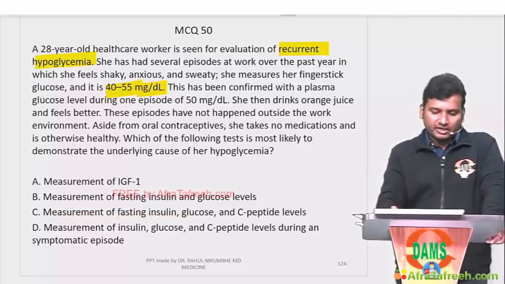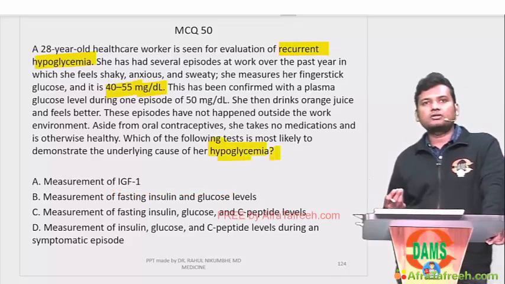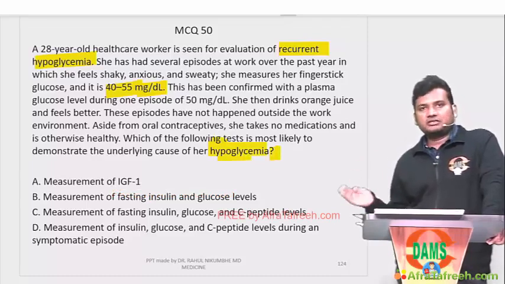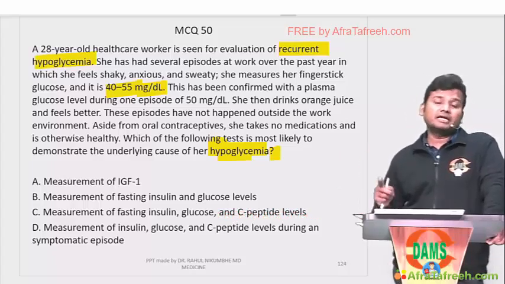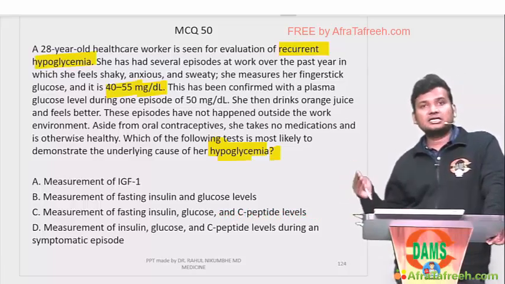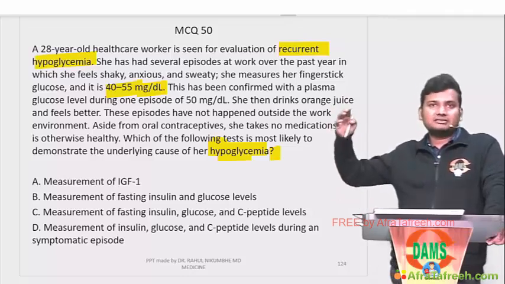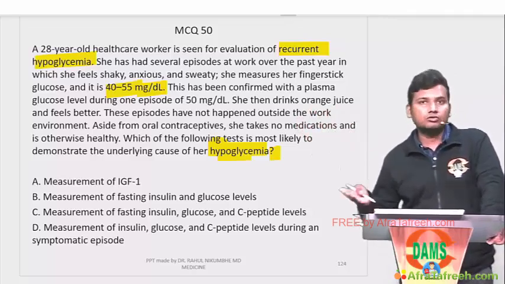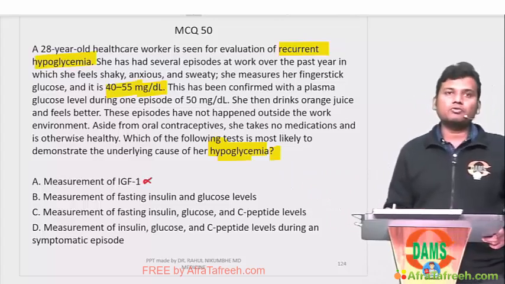Which of the following tests is most likely to demonstrate the underlying cause of hypoglycemia? So now we want to find out the cause of hypoglycemia. First option, measurement of IGF-1. No. Measurement of IGF-1 will tell you about the growth hormone. It is a screening test for acromegaly. If growth hormone increases, then IGF-1 will increase. But if growth hormone increases, then glucose level will also increase. So it will not tell you about the hypoglycemia.